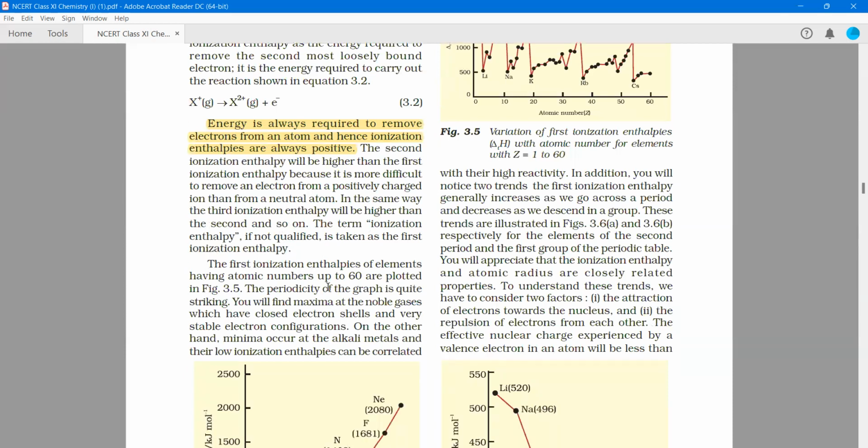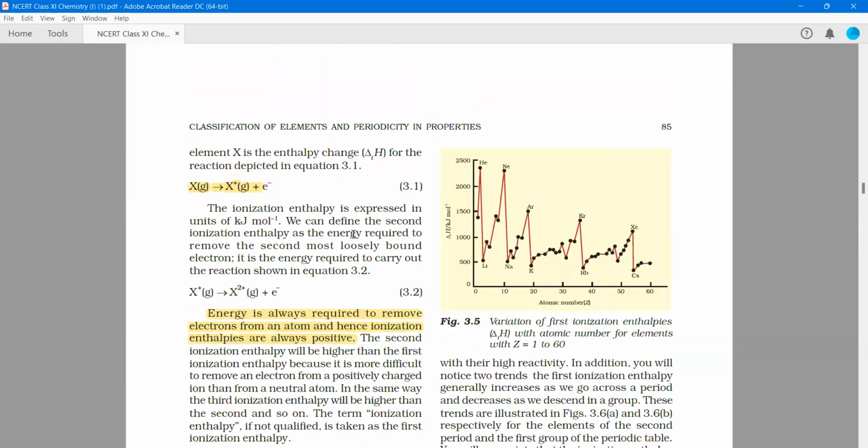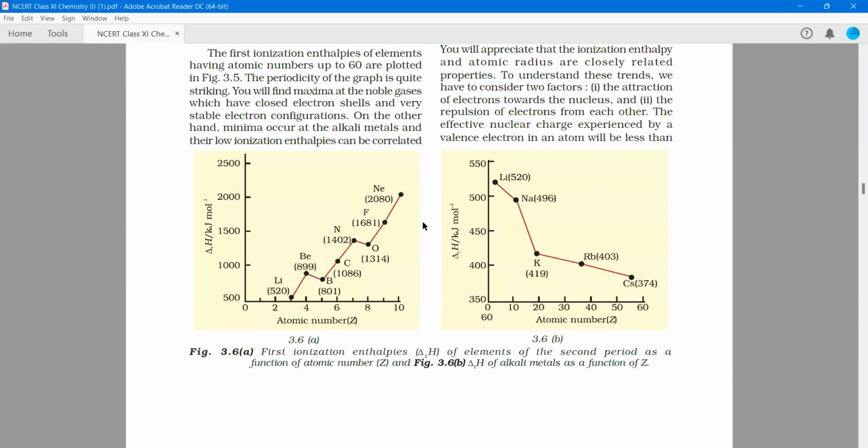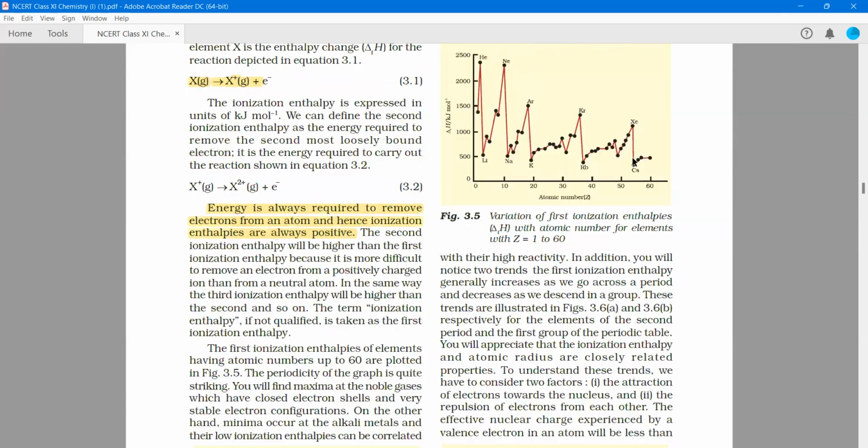The first ionization enthalpies of the elements having atomic number up to 60 are plotted in figure 3.5. So you can see figure 3.5. This is the ionization enthalpy for elements 1 to 60. You can easily plot this variation. The periodicity of the graph is quite striking. You can see there is some periodic trend in the graph that is being followed, right?